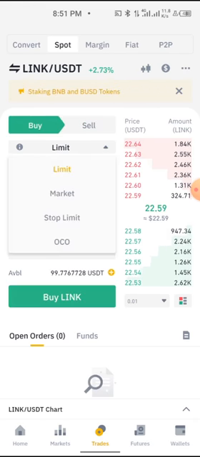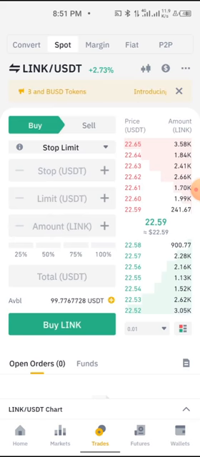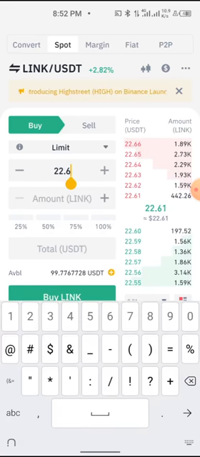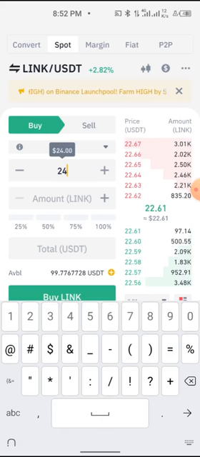Now what about the stop limit order? The stop limit order works the same way as the limit order, only that with the stop limit order, it buys at exactly the price you want to buy at. For the limit order, if the price is at 22.6, if I place this at $24, it is going to buy immediately. All right, and I'll be buying at a loss.